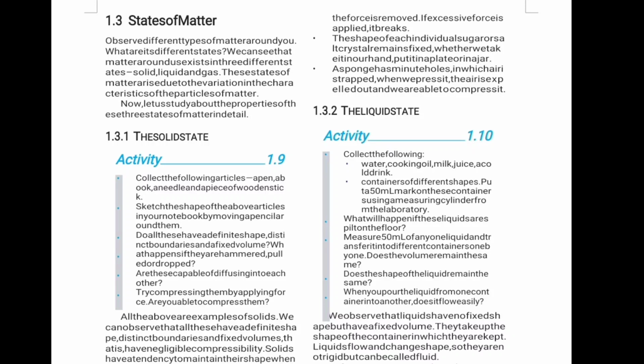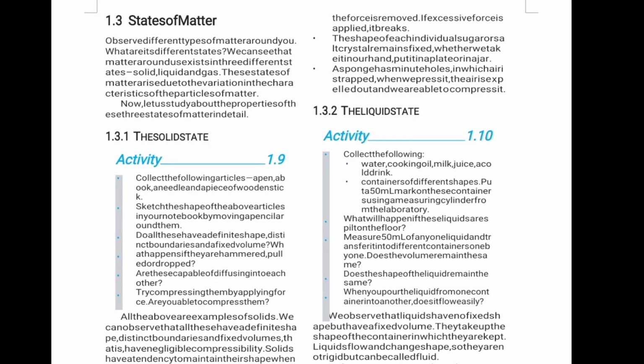1.3.2 The liquid state. Activity 1.10. Collect the following. A. Water, cooking oil, milk, juice, a cold drink. B. Containers of different shapes. Put a 50 milliliters mark on these containers using a measuring cylinder from the laboratory.